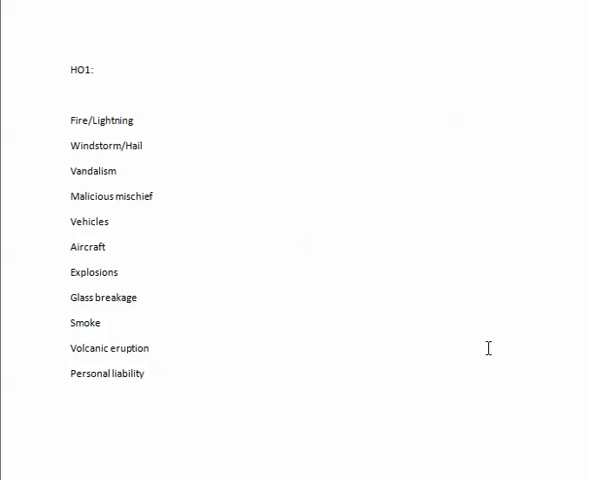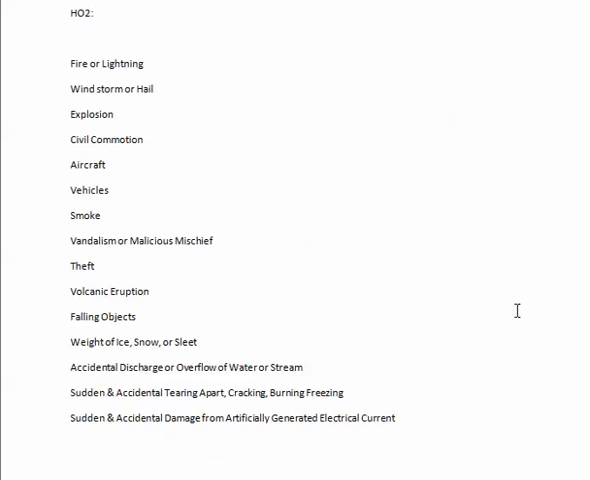Perils included in this policy are fire or lightning, windstorm or hail, explosions, civil commotion, aircraft, vehicles, smoke, vandalism or malicious mischief, theft, volcanic eruption, falling objects, weight of ice, snow or sleet, accidental discharge or overflow of water or steam, sudden and accidental tearing apart, cracking, burning, freezing, sudden and accidental damage from artificially generated electrical current.